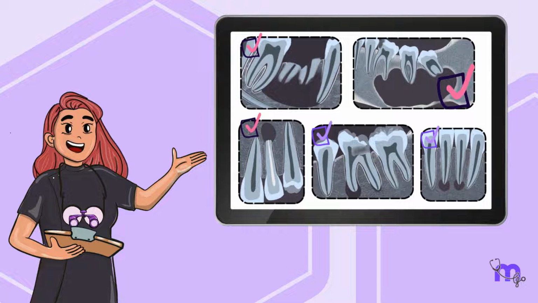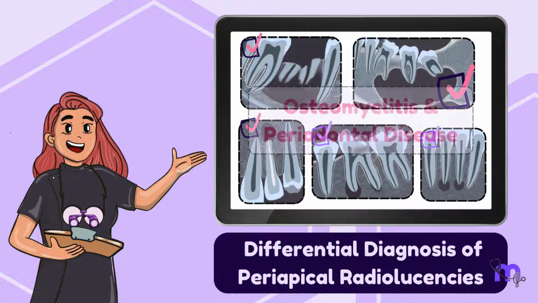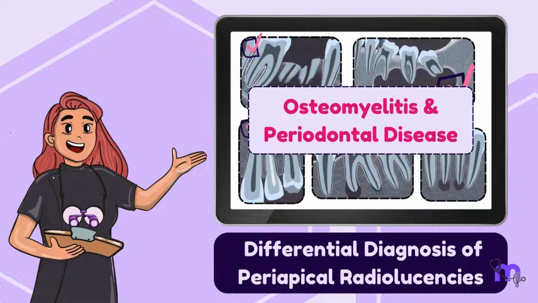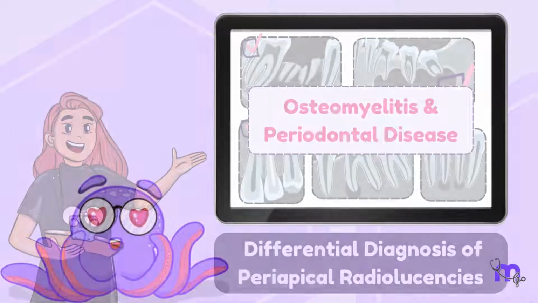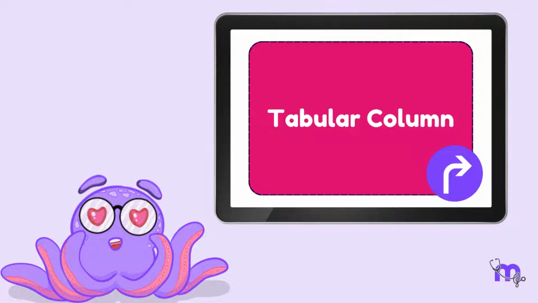With this, we come to the end of this video. Now, other than the cases I have discussed here, there are a few other lesions to be considered in the differential diagnosis of periapical radiolucencies, such as osteomyelitis and periodontal disease. There are also other conditions that this video may not have covered. However, this tabular column will help you understand better. Feel free to take a screenshot.